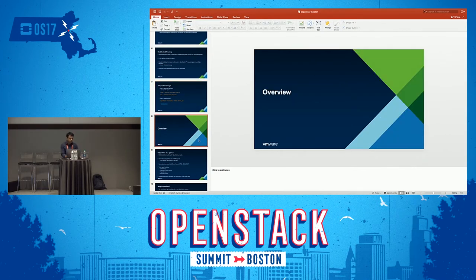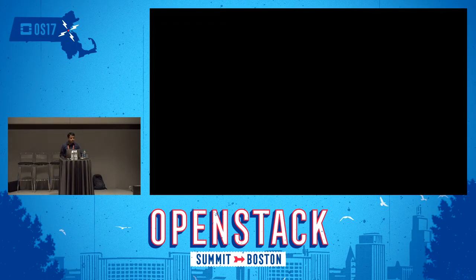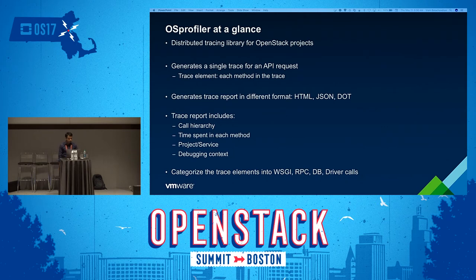Okay, let's move on to the next one. So a brief overview on OSprofiler. As I mentioned, it's a distributed tracing tool for OpenStack, and it generates a single trace for an API request. So the trace basically consists of multiple trace elements. A trace element corresponds to a method invoked during the API request.